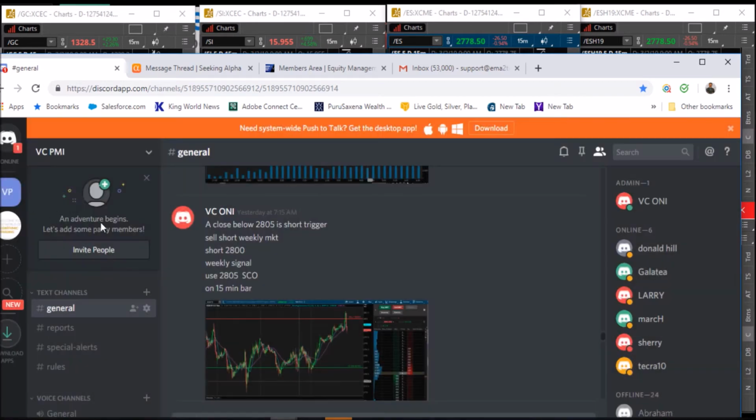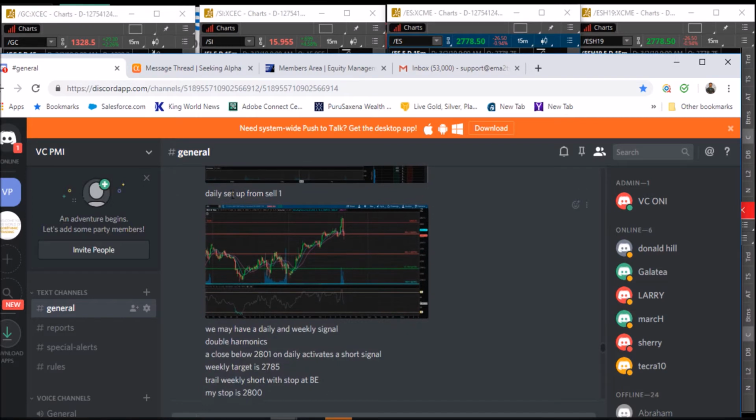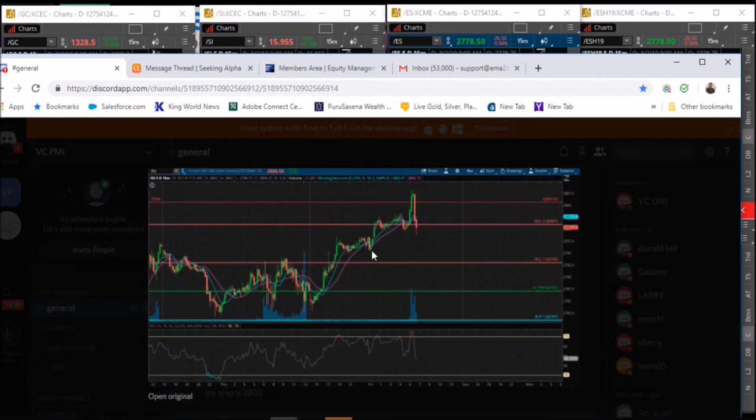So in this case, we took a short position, and coincidentally, at the same time, the daily signal became very active. And on the chart, the symbol for the daily is the /ES. That gives you the daily chart. We upload the data points on that chart. Now we have a weekly and a daily chart that is giving us signals. And in this case, the daily triggered a short trigger at 2801, which was the sell 2 level of the daily.